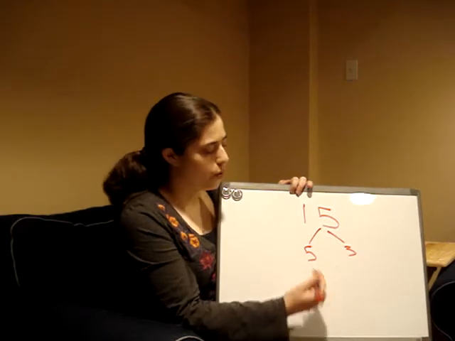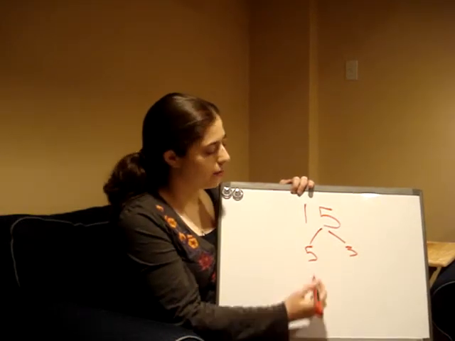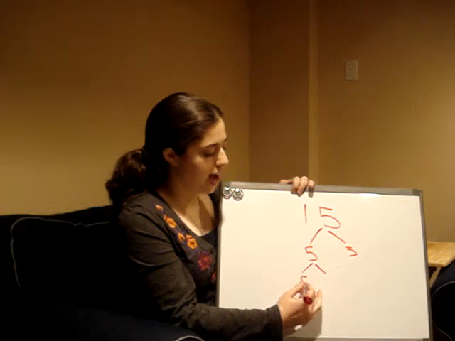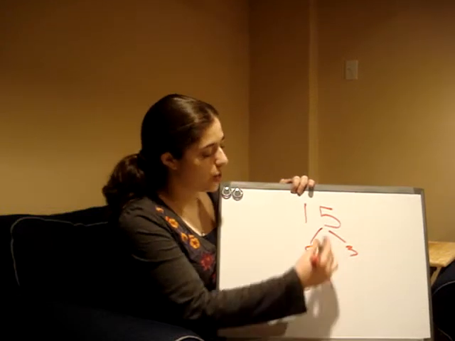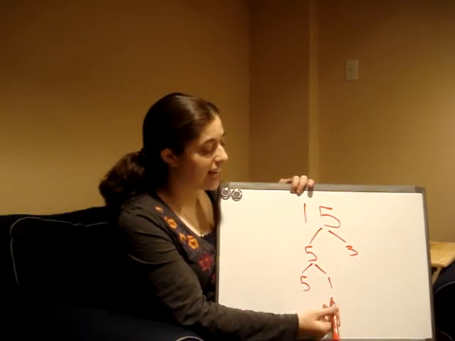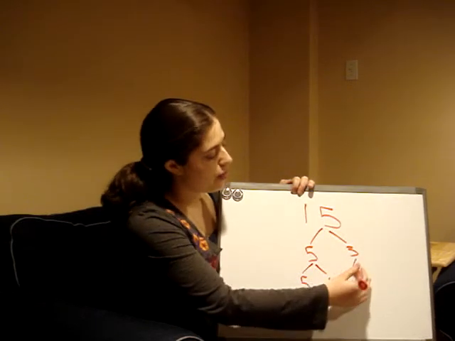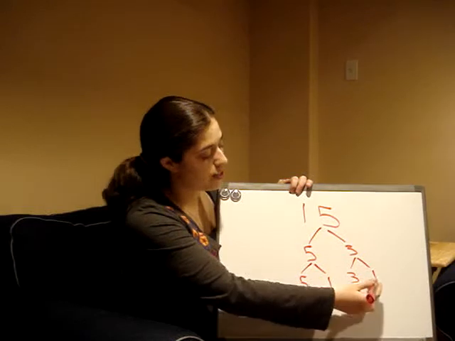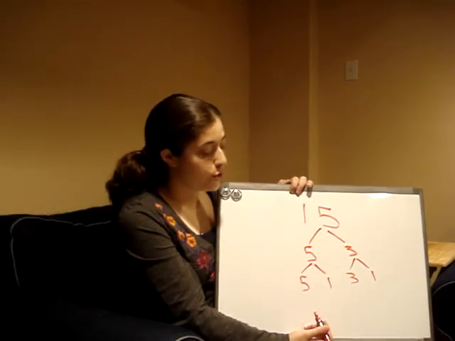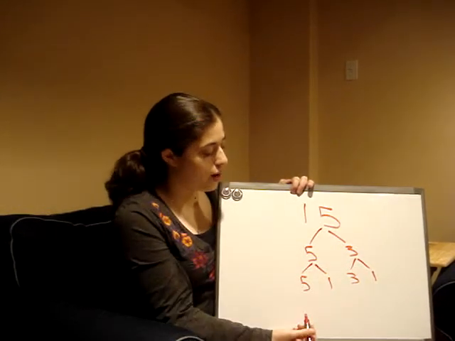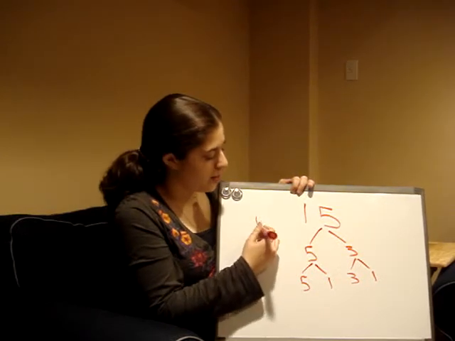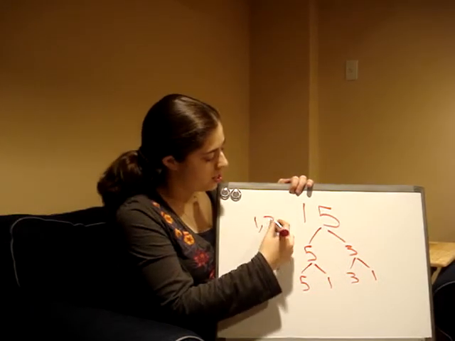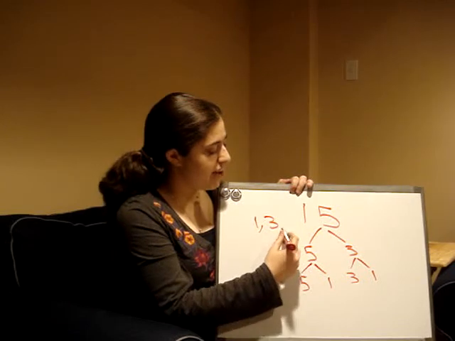Because I haven't gotten to a 1 yet, I must continue. For 5, it's just 5 and 1. So I know this branch is done because I got to a 1. Then 3 and 1. And this branch is done too. There's that 1 that tells me to stop. So the factors of 15 are 1, as with any other number, 3, and finally 5.